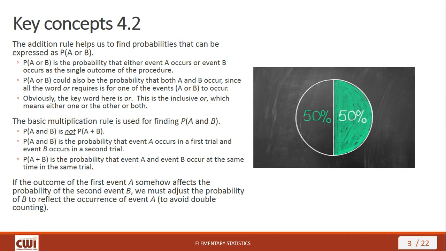So we could have the probability that A exists. We could have the probability that B exists. But we could also have the probability that A and B occurred together simultaneously.